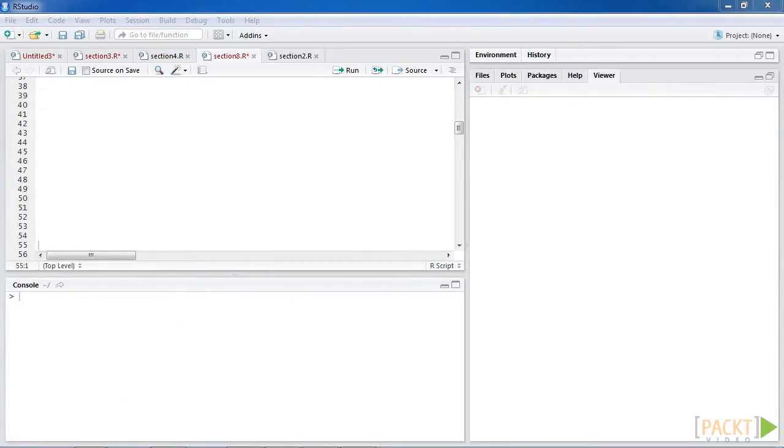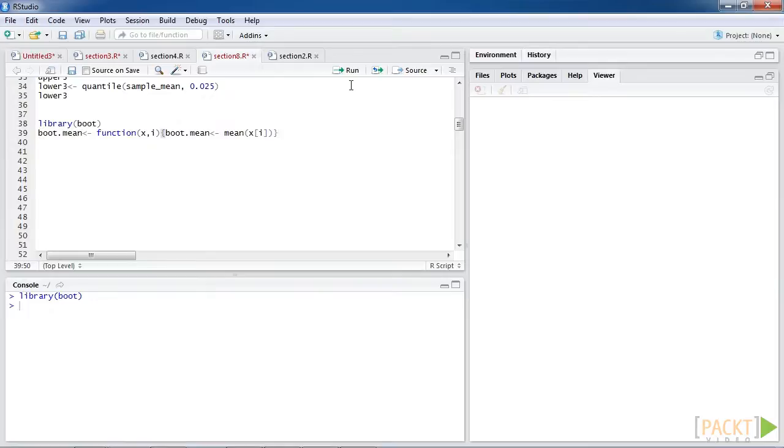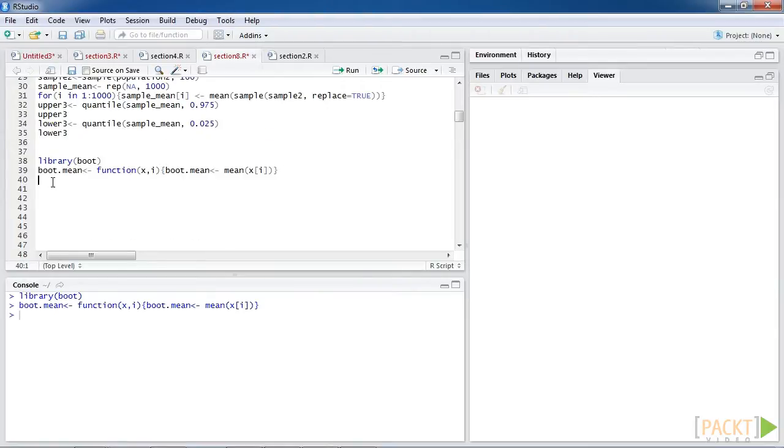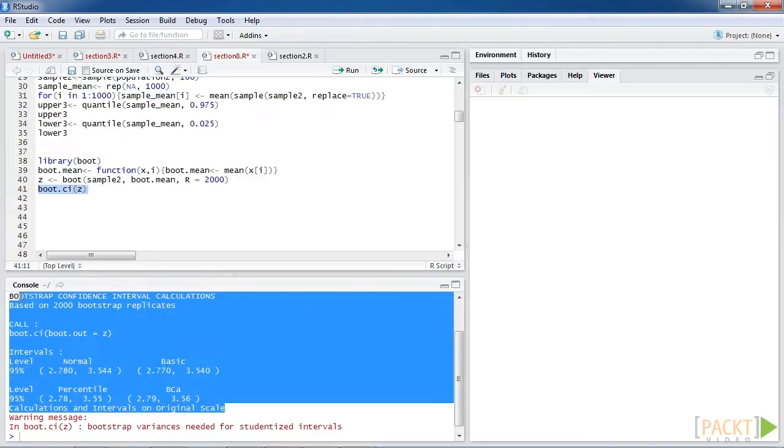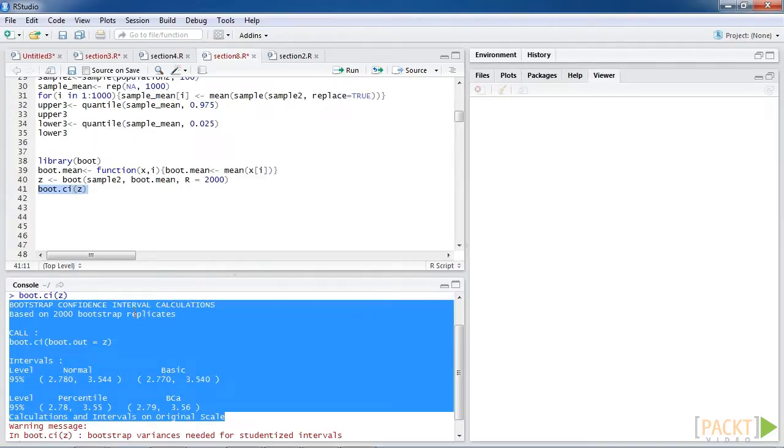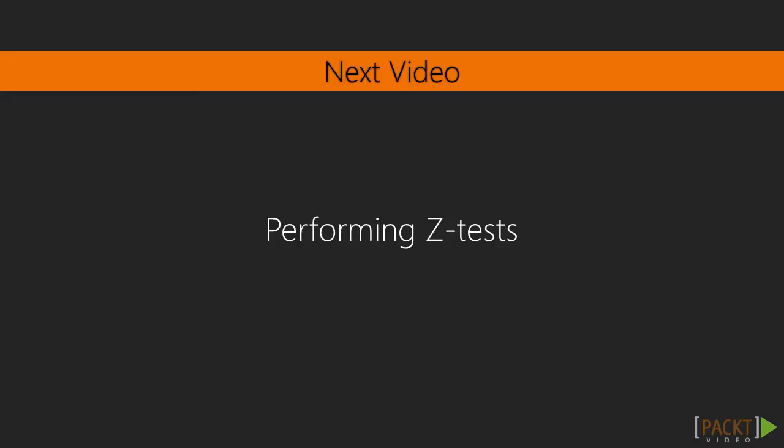Besides using the bootstrapping method, we can also use boot.ci function from the boot package to obtain the confidence intervals. This is how it works. First, we load the boot package. We can now resample the data repeatedly using the boot function. Finally, we can use boot.ci to obtain the bootstrap confidence interval. Hence, we have obtained the bootstrap interval. Great! We understood confidence intervals in this video. In the next video, we'll perform z-tests.